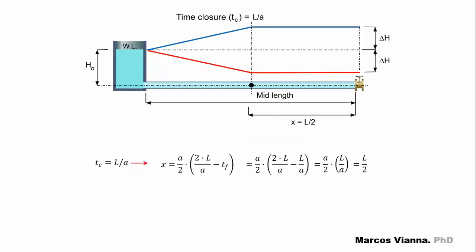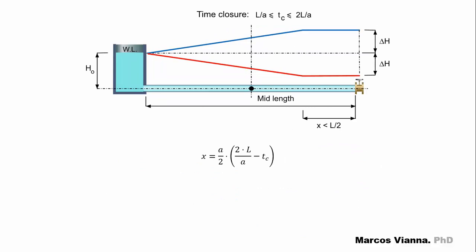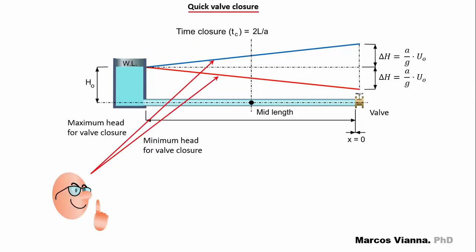If the closure time is L over A, the distance will be L over 2. If the time is greater, the distance will be smaller, as we can see here. And if the closure time is equal to 2L over A, the distance will be 0. Here they are, the transient piezometric lines for this condition.